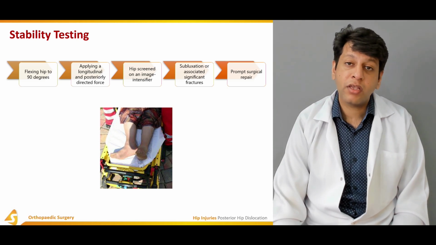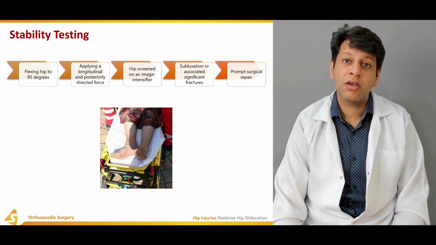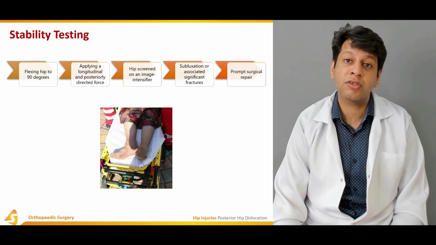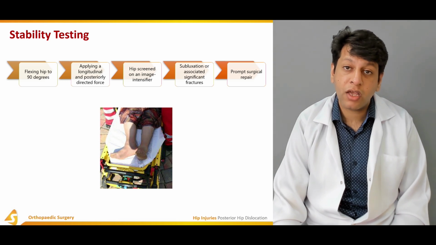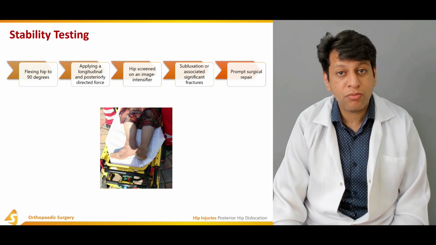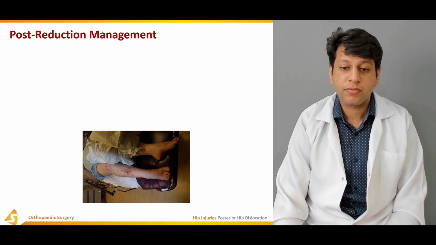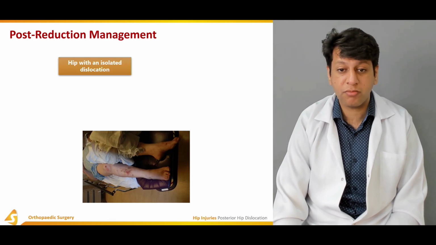This could be associated with higher chances of osteoarthritis and osteonecrosis of the femoral head. So if the hip is unstable, subluxating or dislocating again and again on the table, we must go for open reduction internal fixation. Or if there is a bony fragment lying intraarticularly and not letting the hip reduce, then that has to be removed by open reduction internal fixation method.